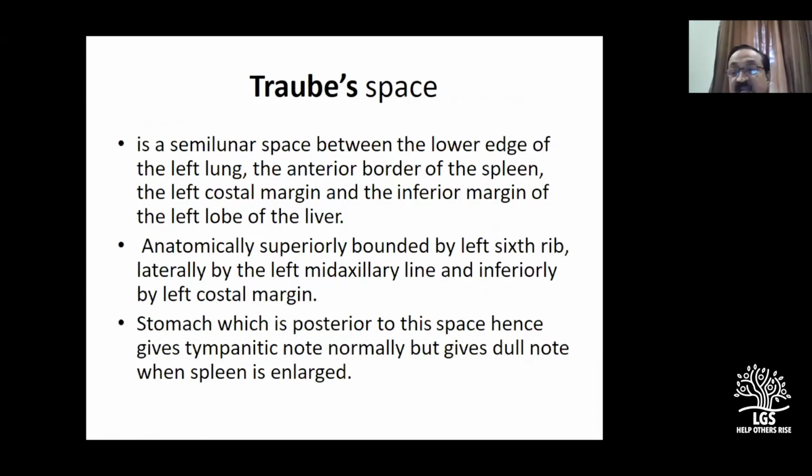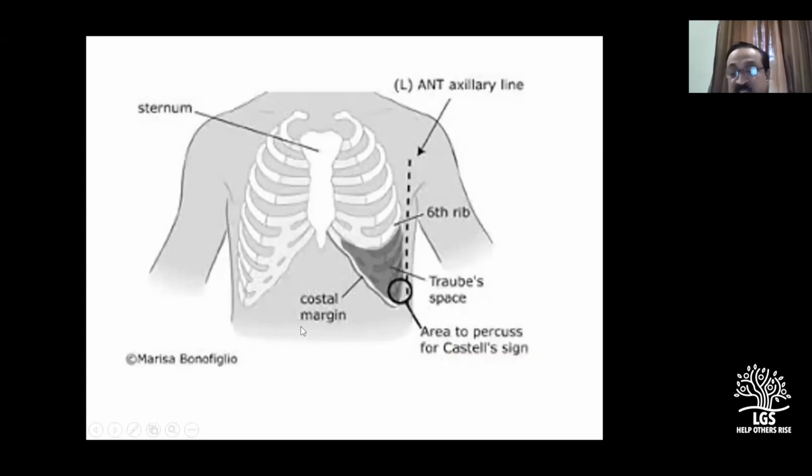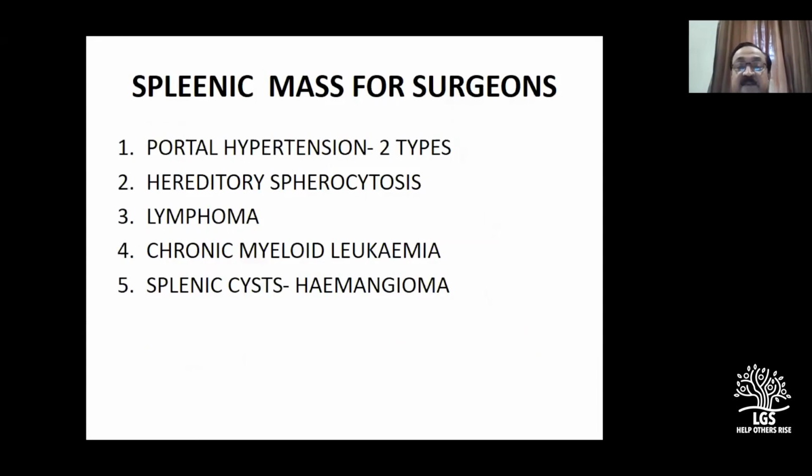Somebody asked me these questions, no? So mild is 3 centimeters, moderate 7, and large is 11. And when the spleen is not even clinically palpable but still enlarged, is there a method to find out? That is when you can mention Traube space and Castell's sign. So now, what are the important surgical masses of interest for a surgeon like us?